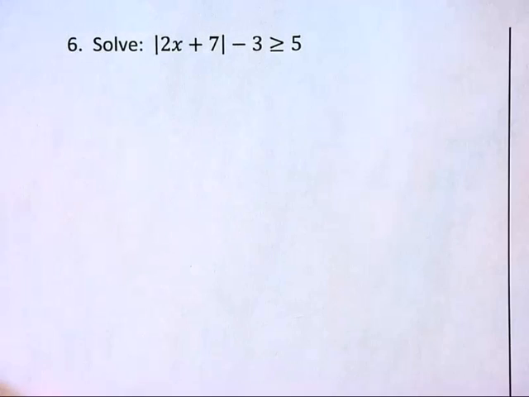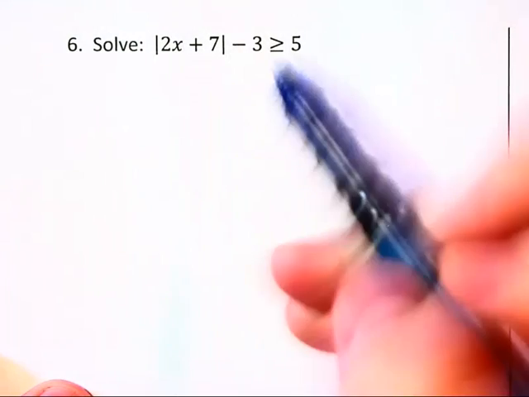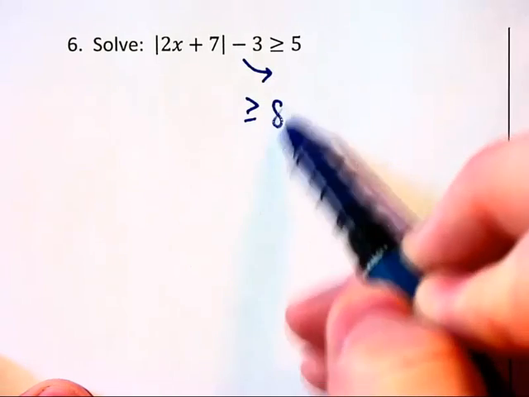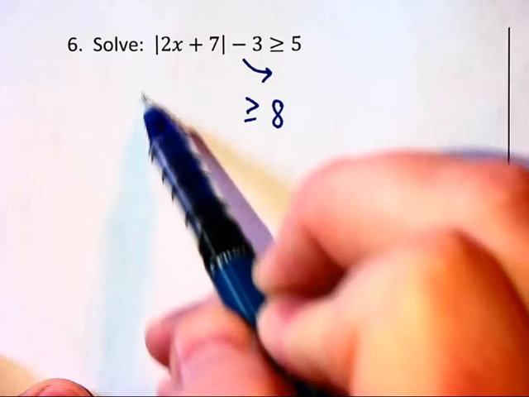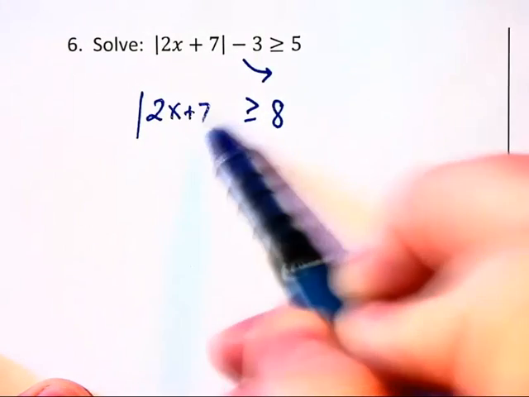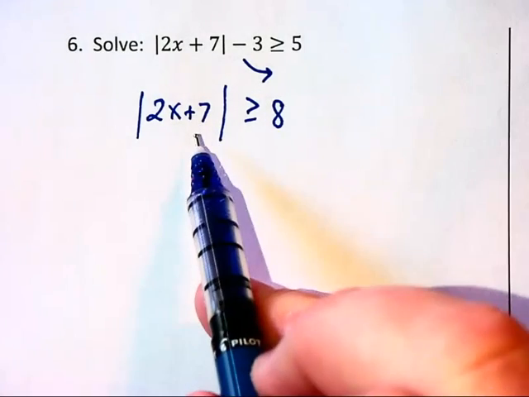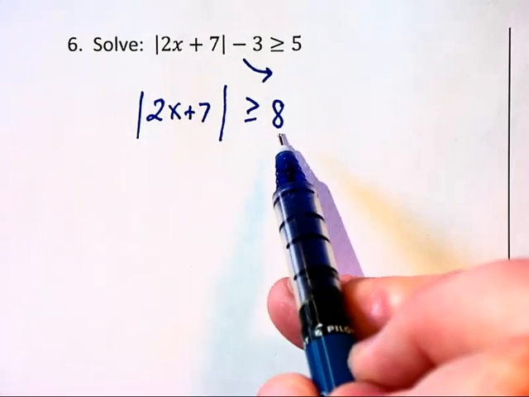Okay, we have an absolute value inequality next, and we want to isolate the absolute value by itself. So we'll begin by adding 3 to both sides and setting this to be greater than or equal to 8. So the absolute value of 2x plus 7 is greater than or equal to 8. Now, this is saying the distance is more than 8 units away from the origin.